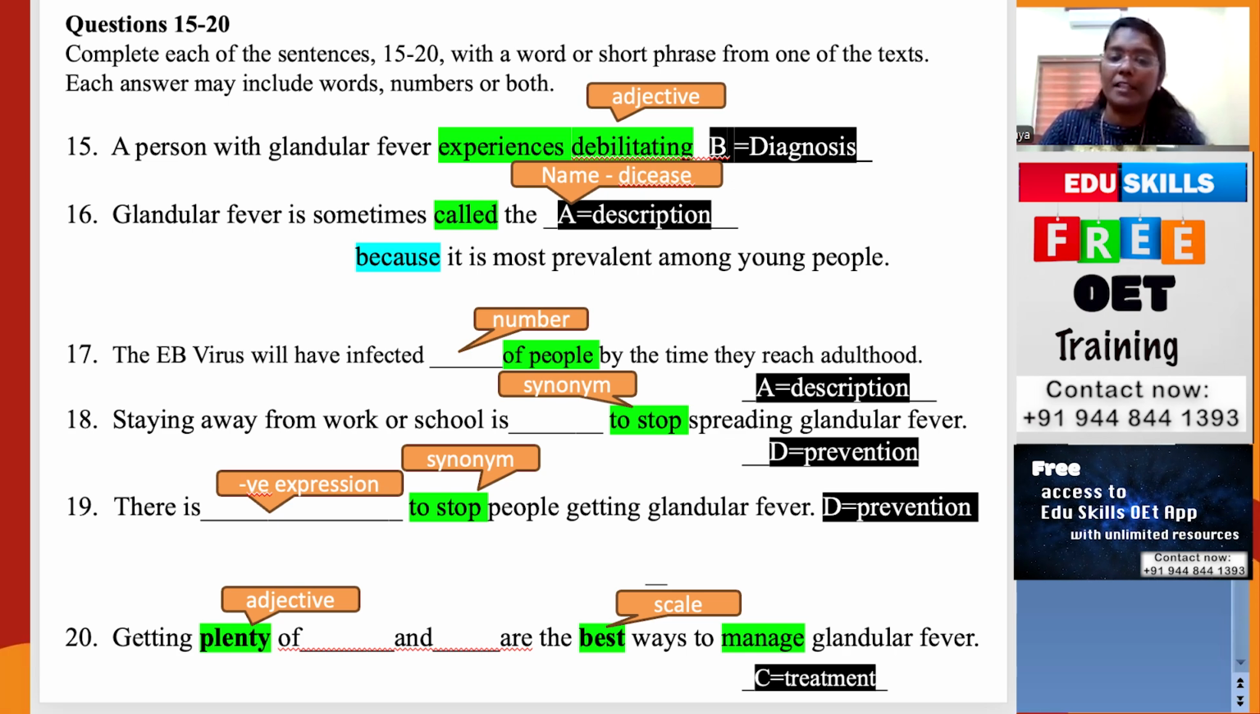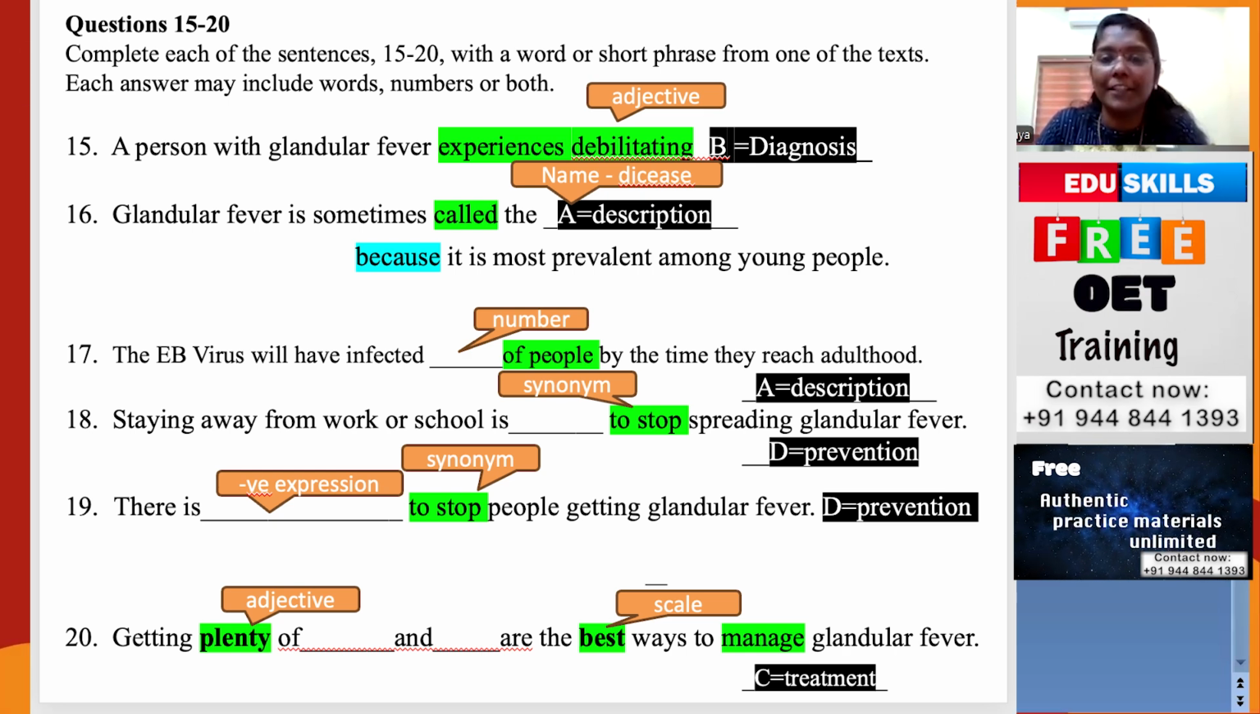And the EBV virus, where is it? In which text can we see the description? A description. Then the prevalence of glandular fever. Prevalence is the number of people, the occurrence. Text A. The prevalence is there. Text A we can see.